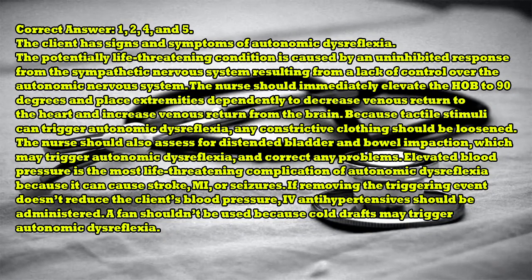Correct answer: 1, 2, 4, and 5. The client has signs and symptoms of autonomic dysreflexia. The potentially life-threatening condition is caused by an uninhibited response from the sympathetic nervous system resulting from a lack of control over the autonomic nervous system. The nurse should immediately elevate the HOB to 90 degrees and place extremities dependently to decrease venous return to the heart and increase venous return from the brain.